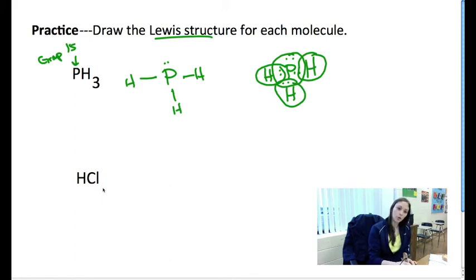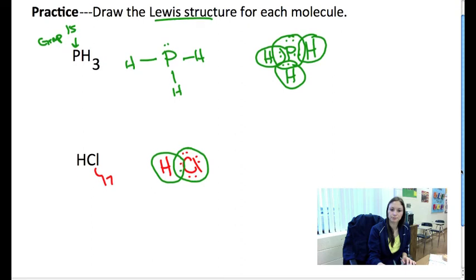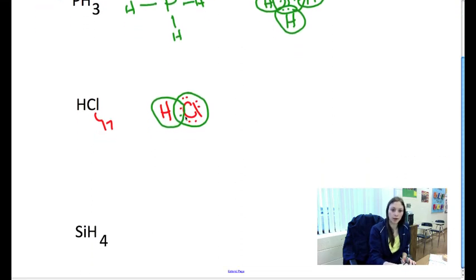Chlorine is in group 17. It has 7 valence electrons, meaning that it only wants to share one. Well, that's good because hydrogen here has one electron as well. So now chlorine's got its 8, hydrogen has its 2, and they're going to share those 2 in the middle. One covalent bond.